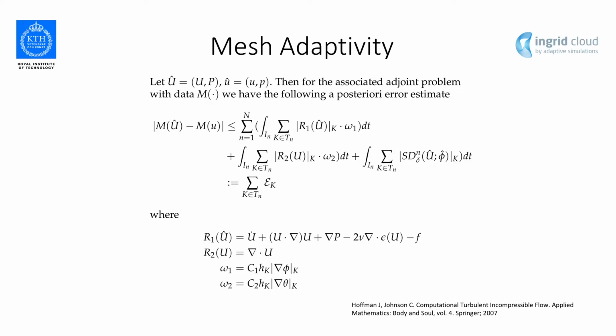One of the key elements of our research is to use mesh adaptivity. For the associated adjoint problem of the Navier-Stokes equations, it can be shown that if you have a quantity of interest M, it could be, for example, drag, the error in this quantity of interest can be estimated by the computed residual in the momentum, continuity, and stabilization terms. And we use these error indicators to find the elements which we want to refine such that the error in the quantity is reduced.